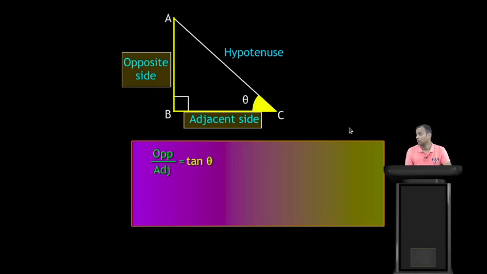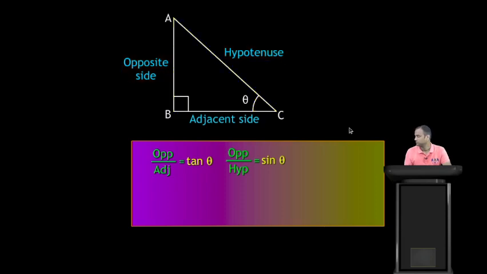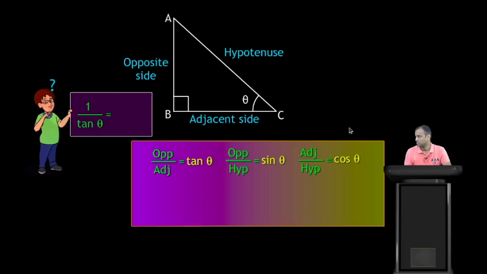So we all know about the trigonometric ratios. Opposite upon adjacent equals tan theta. Then opposite upon hypotenuse is sin theta. Adjacent upon hypotenuse is cos theta. So now what is 1 upon tan theta? Yes, the opposite of tan theta. Yes, it is cot theta.